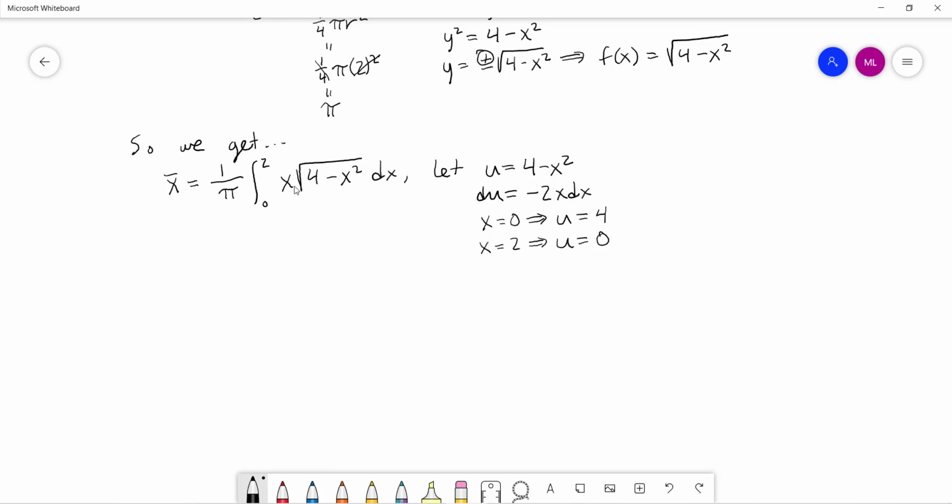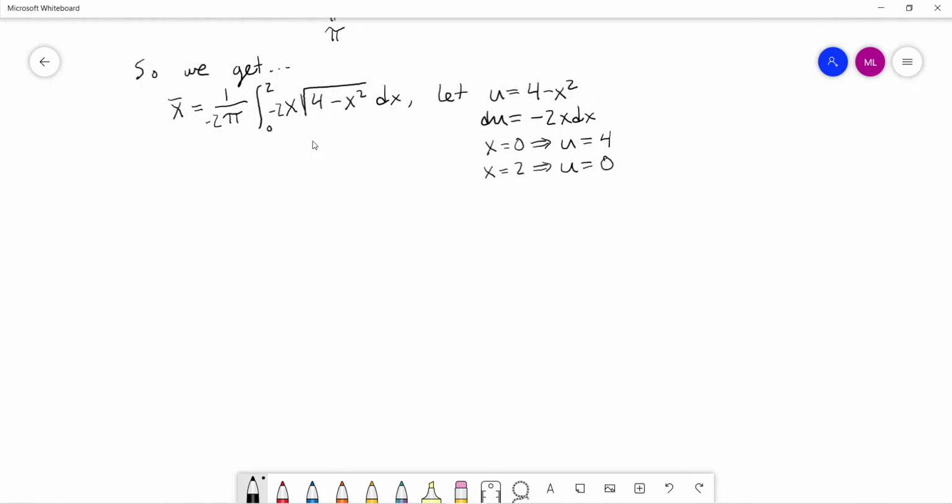I almost have everything I need. I have my x dx, but I really want a negative 2 x dx. So let me put that negative 2 artificially in there, and then I'll account for it by putting another negative 2 in the denominator out in front of everything. So this negative 2 in the denominator will cancel with this negative 2 that's in the numerator.